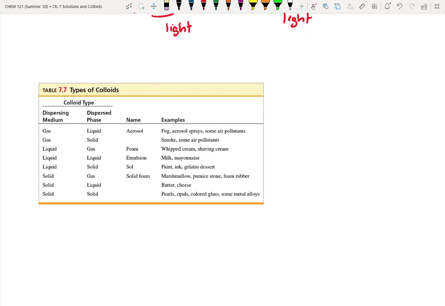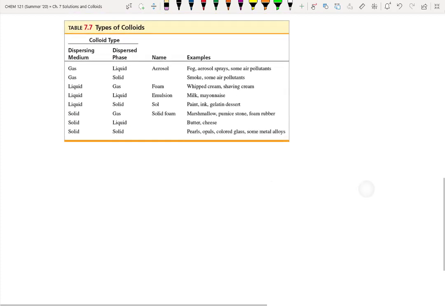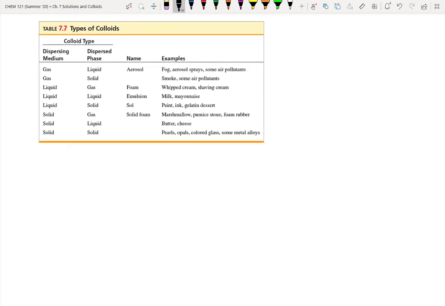All right, so I did want to talk about a couple of other things, and that is that cations and anions tend to surround these colloids. So cations or anions surround colloids and stick to their surfaces.